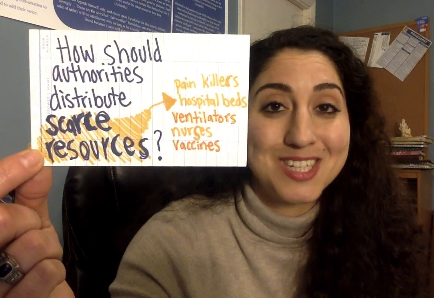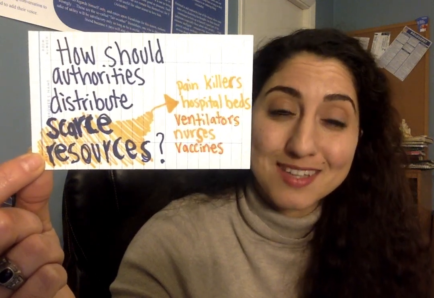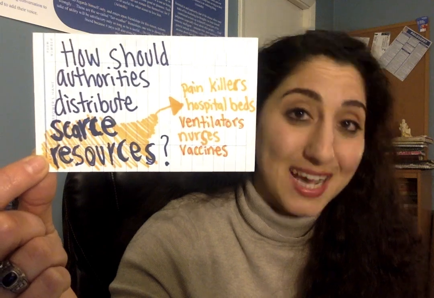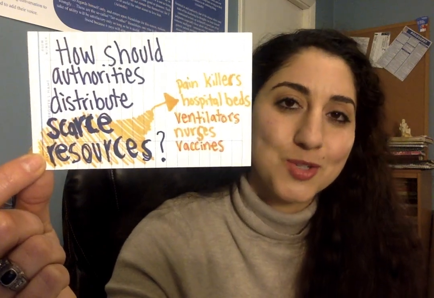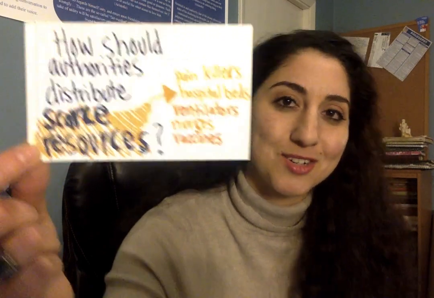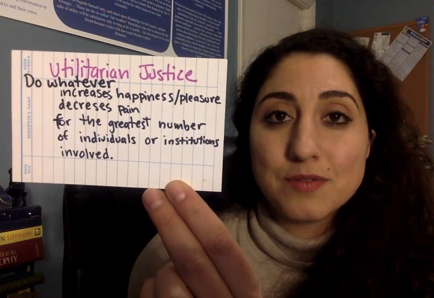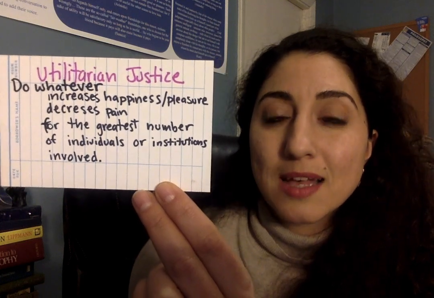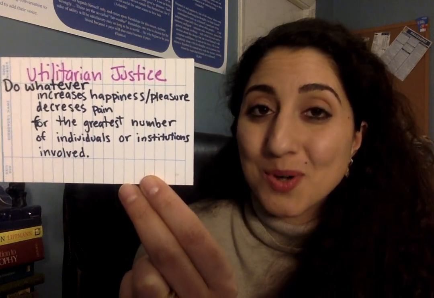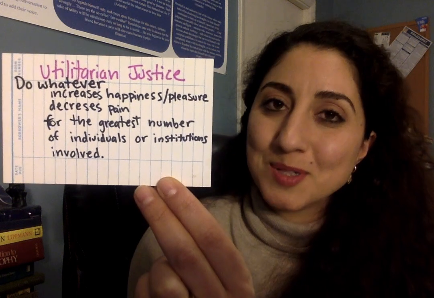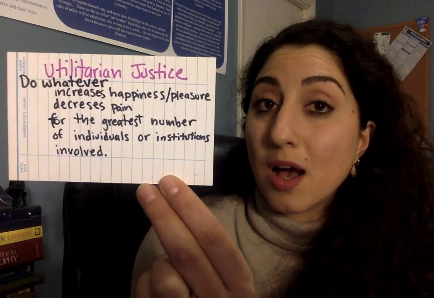What's the right way to distribute the benefits of living in a society and having access to painkillers or nurses or ventilators or vaccines? Well, let's look at some theories. The utilitarian justice theory of distribution says you should do whatever leaves the most amount of people the best off.